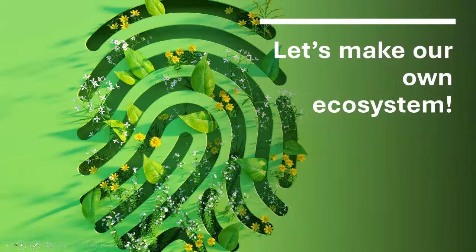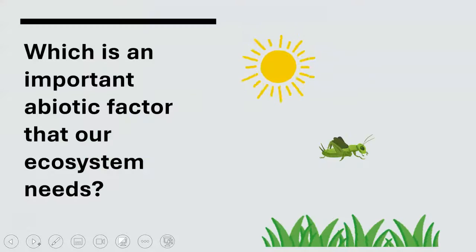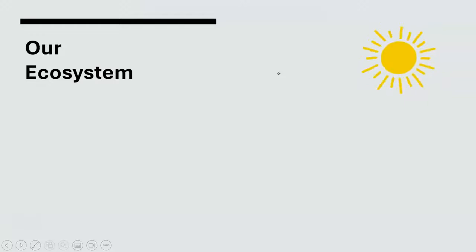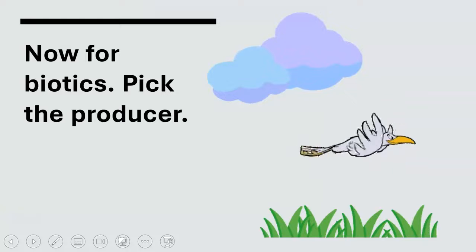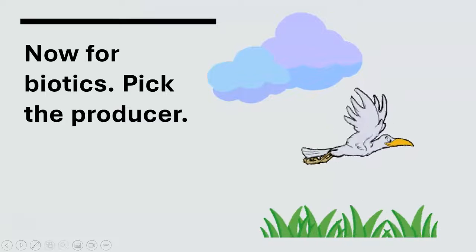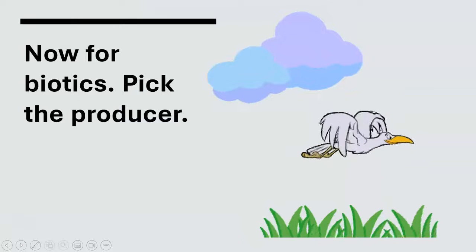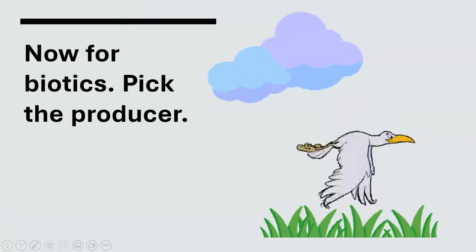So let's quickly make our own ecosystem, which is an important abiotic factor that our ecosystem would need. So abiotic is a non-living thing. Out of these three, our sun is our non-living thing. So we can put a sun in our ecosystem. Now we need biotic factors. So we need first a producer, so someone who's going to make their own food from our sunlight. Would that be a cloud, a crane, or grass?